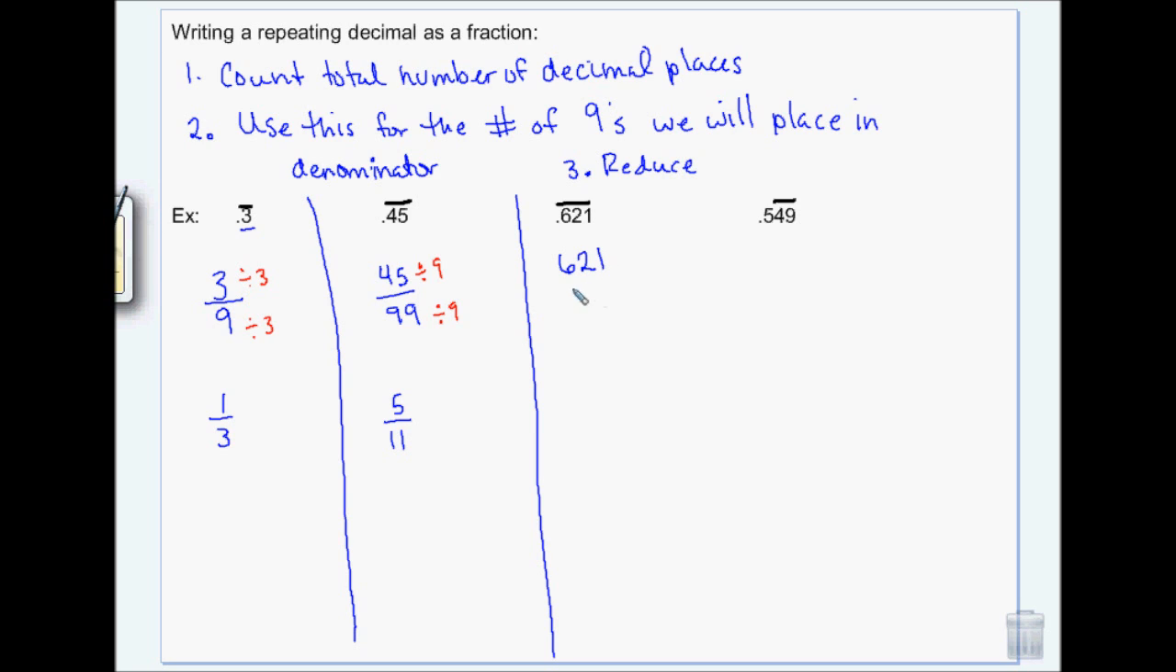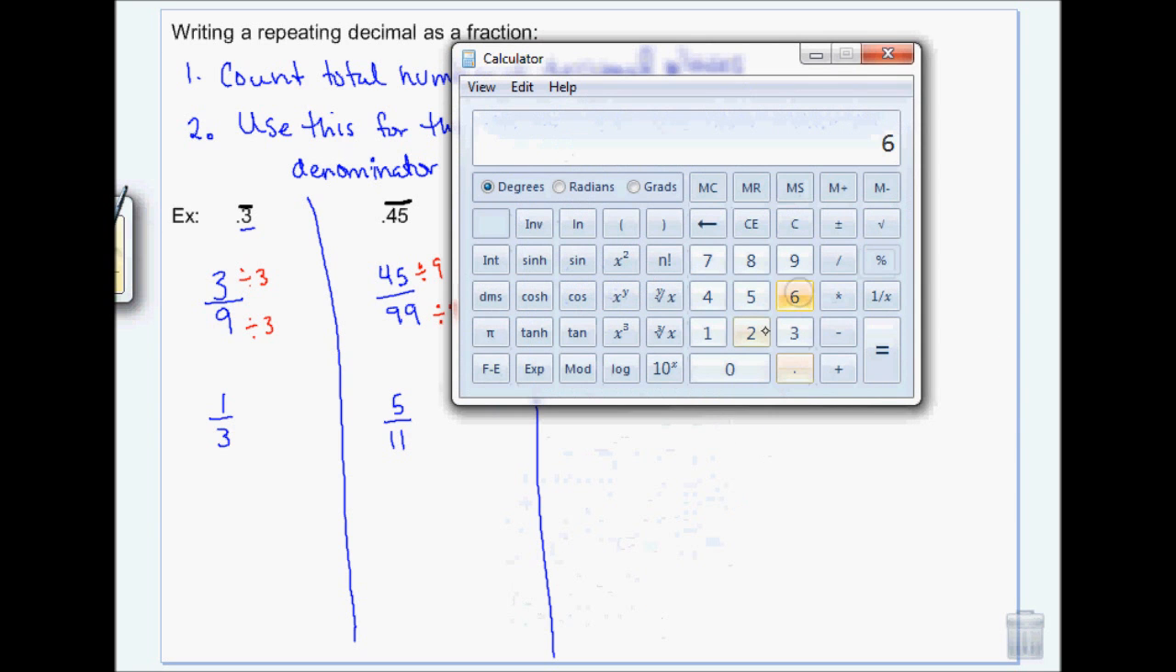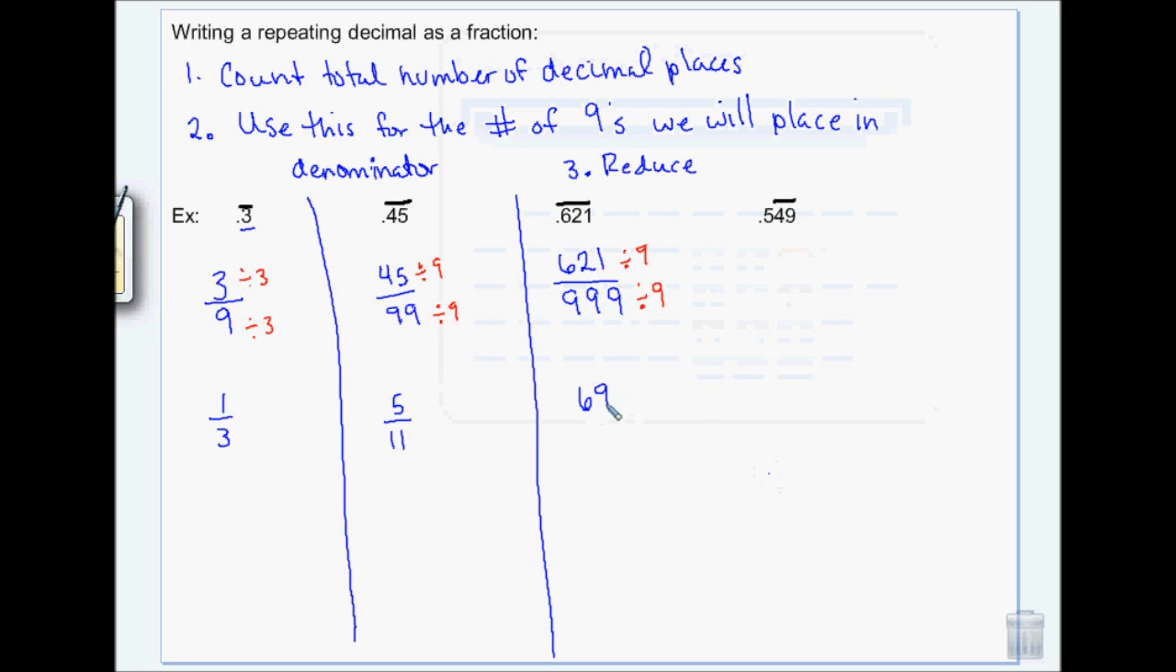3 decimal places, 3 9s. Right, I'm going to check to see what I can reduce this by. If I add 6 and 2 and 1, that makes 9, and obviously 9s are divisible by 9, so I can divide both of these by 9. Okay, so I'm going to get 69 over 111.